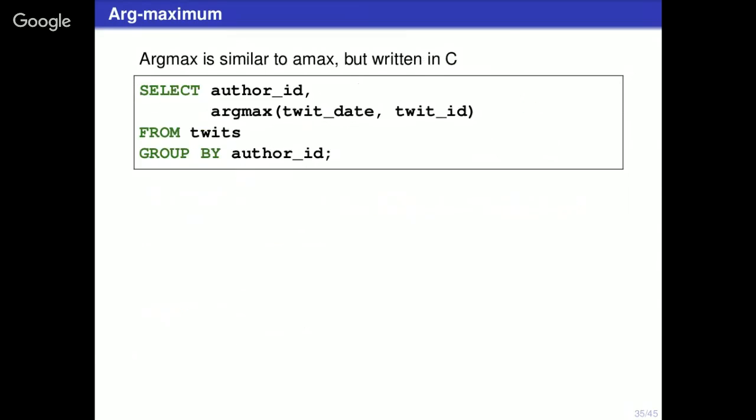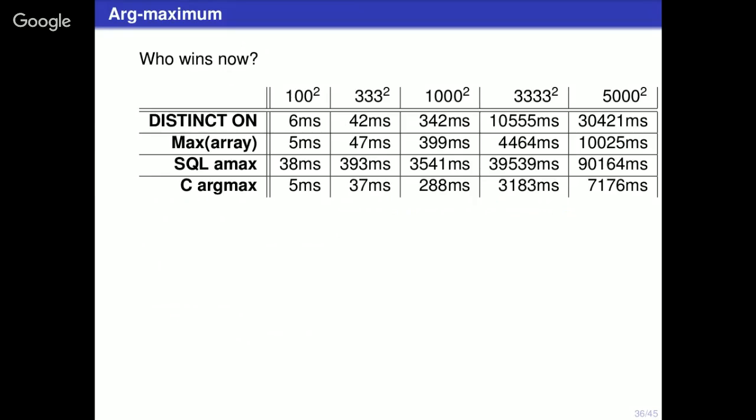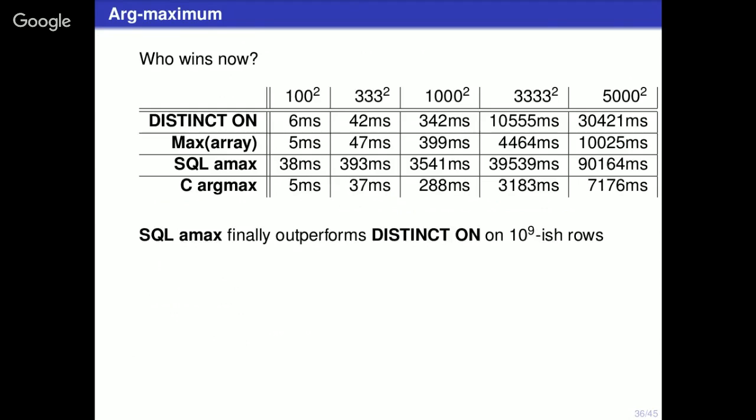Surely, it is to be written in C as well. And here are the benchmarks. The values on the first row are the number of tweeters and the number of tweets per tweeter. The C function wins, but if you have enough space, on 1 billion rows or something like this, the SQL function works better because it has better asymptotics. It's a common situation.